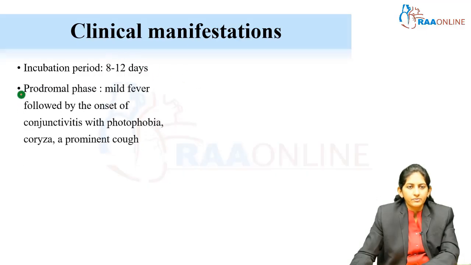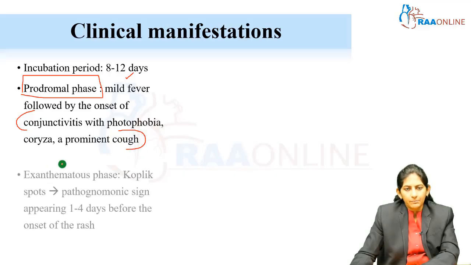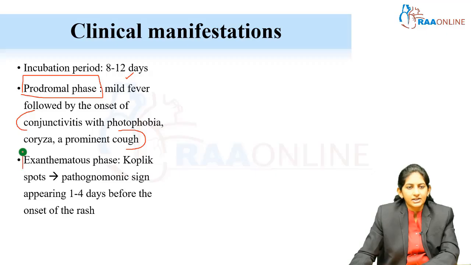Then there is a prodromal phase. What are the clinical features of this prodromal phase? There can be a mild fever. Following it, there will be sneezing, secretions, that is coryza, a prominent dry cough, and conjunctivitis. All these are seen in the prodromal phase of measles. Next comes the exanthematous phase.